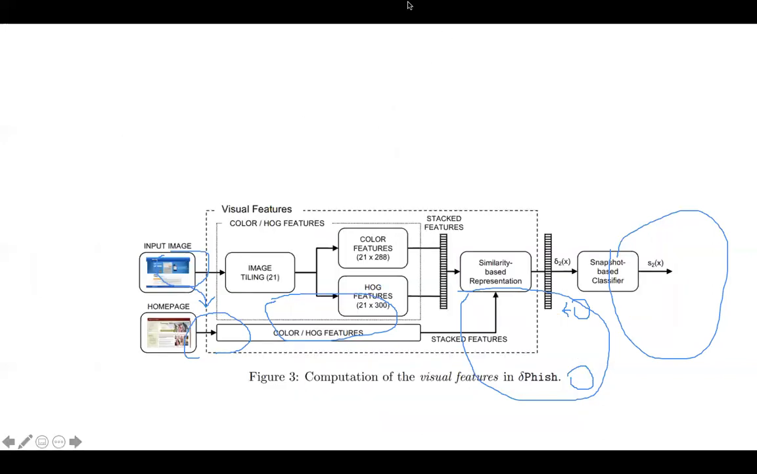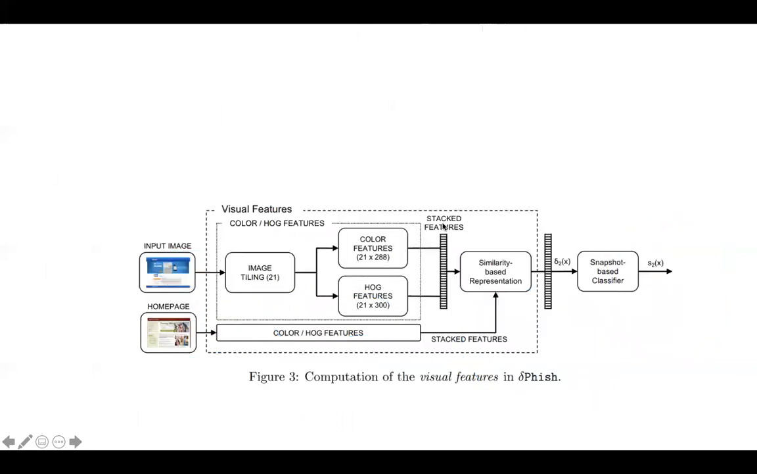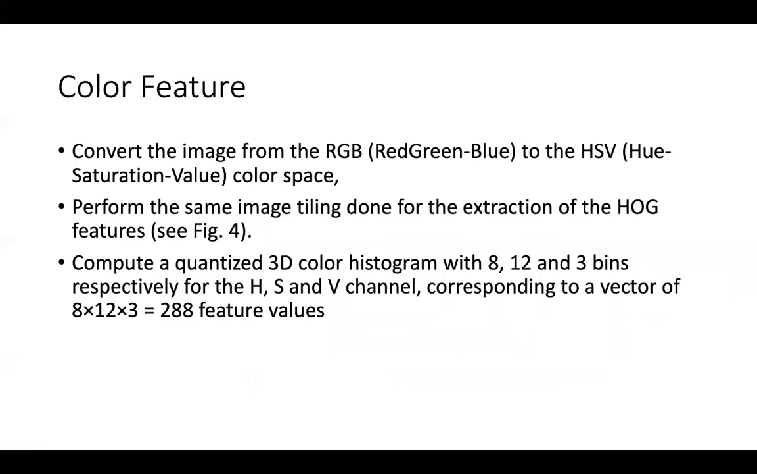Okay, so we got a HOG vector. The next one is the color features, which is basically they convert the RGB image to HSV, and then they do the same image tiling, and then they just compute a histogram with the HSV channels, to get 288 values.